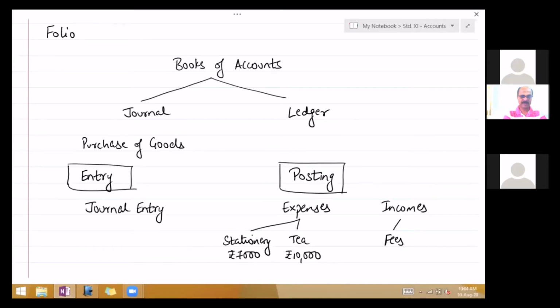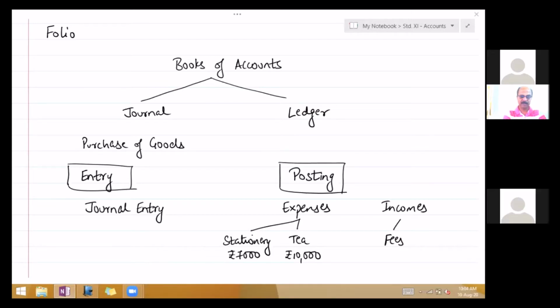So when you are writing your transactions in the journal, it is called a journal entry. And when you write the transactions in the ledger, it's called posting. Ledger posting, correct. So after transactions, the second word you were expected to learn was entry.